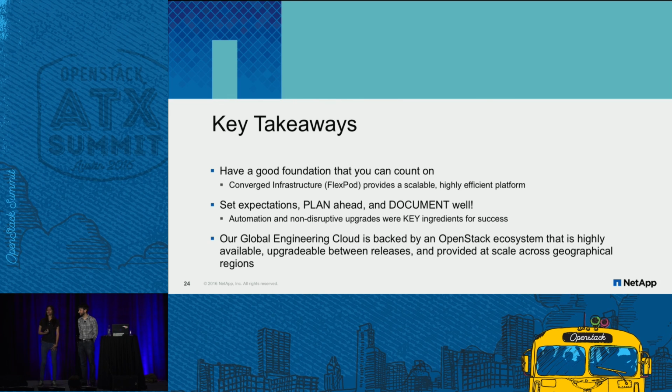Automation and non-disruptive upgrades played a huge part in our success with OpenStack. The non-disruptive upgrades allowed us to include all of the recent developments and the goodness of OpenStack without causing any downtime to our end users. And the automation allowed us to stay consistent across the various global sites in our organization. And last but not least, thanks to the trials and tribulations that we went through with OpenStack, our global engineering cloud today is backed by an OpenStack ecosystem that is highly available, upgradable between various releases, and provided at scale across the different geographical regions.